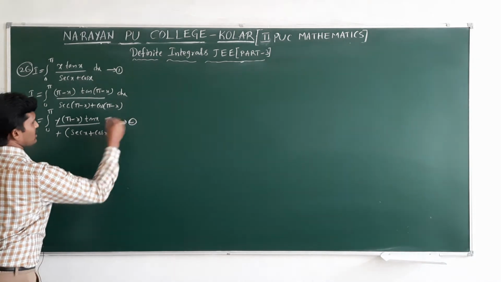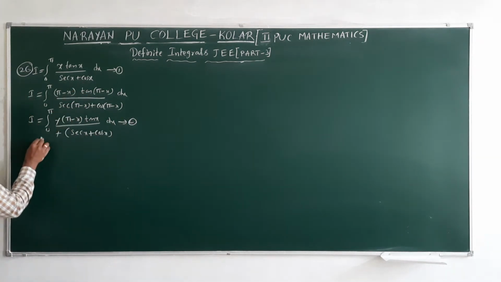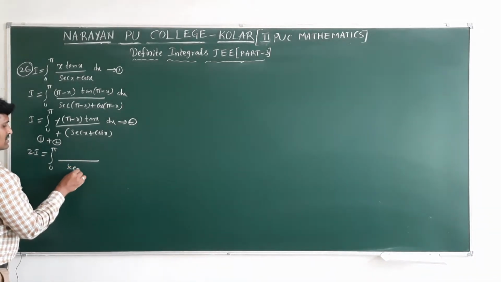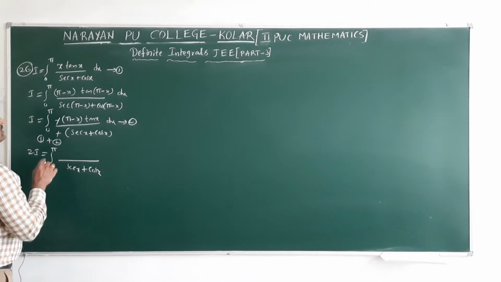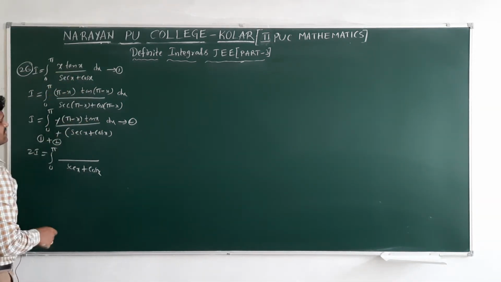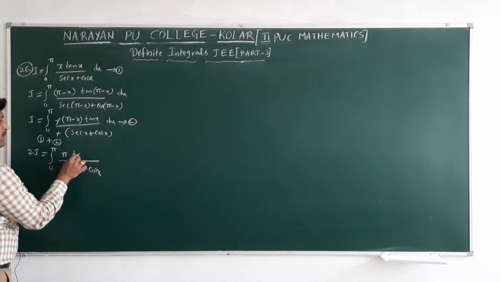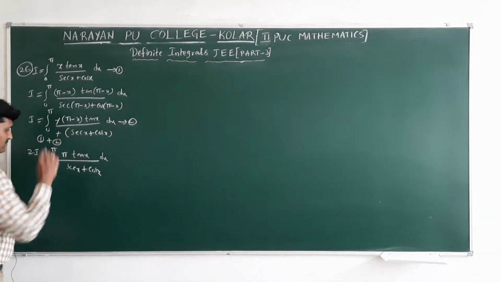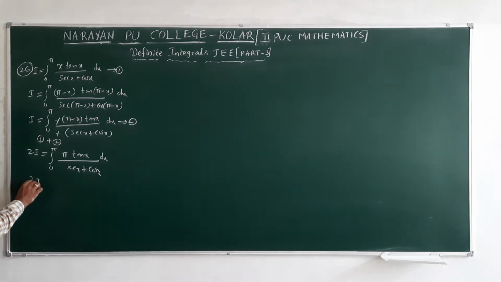Now I'll add these 1 and 2 because denominators are the same and integral limits are also the same. By adding 1 and 2, the left side is 2I, integral limits are the same, denominator is also the same, secant x plus cos x. Tan x is also common. I have to add these two. By adding x and pi minus x, what will you get? Only pi into tan x dx. Now take pi as common.